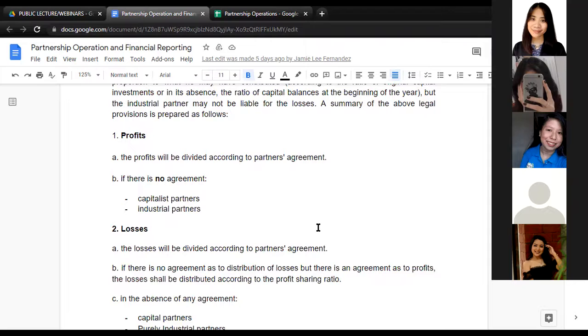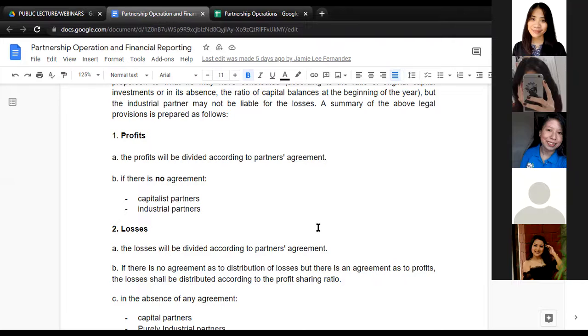Dapat merong agreement, written or verbal na agreement pagdating sa kita. If there is no agreement, kung walang usapan, kapag sa capitalist partner, yung mga nagbigay ng cash or non-cash, the profit shall be divided according to their capital contribution. Kapag walang napag-usapan, according to the ratio of original capital investment, or in its absence, the ratio of capital balances at the beginning of the year.